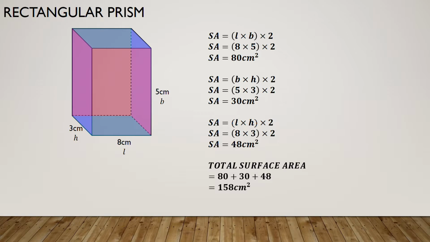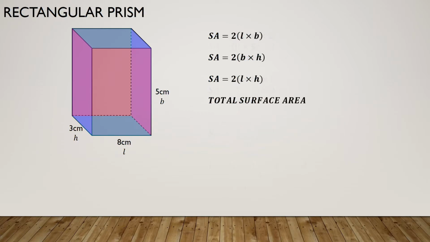So this is what the formula looks like. I'm basically just going to say this top part plus this top part plus this top part, and that's the formula. Total surface area is equal to 2 times the length and breadth, 2 times the breadth and height, 2 times the length and height. So basically all three of them just get multiplied together and multiplied by 2. Side note, I've called the 3 height, the 8 length, and the 5 breadth. If you did it a different way around, you would still get the same answer as me.